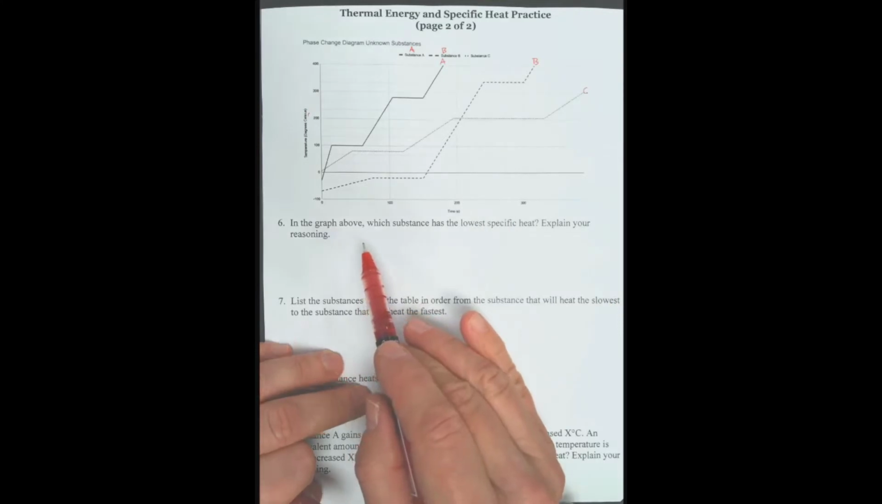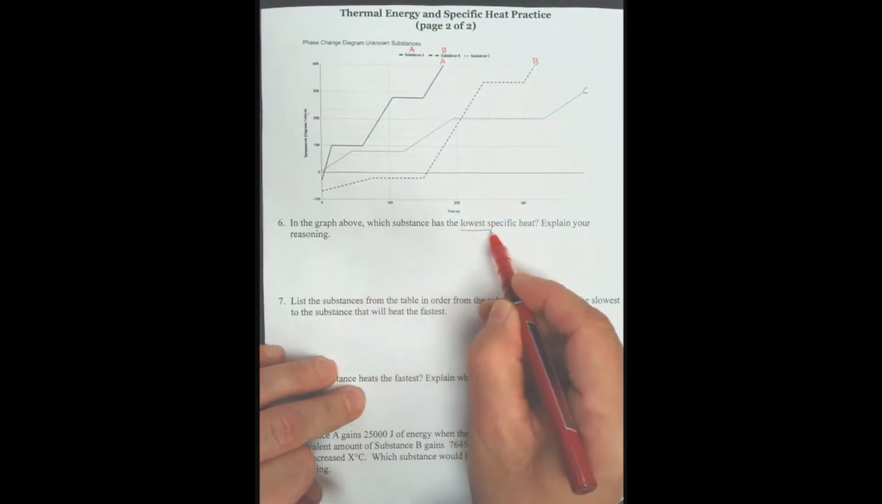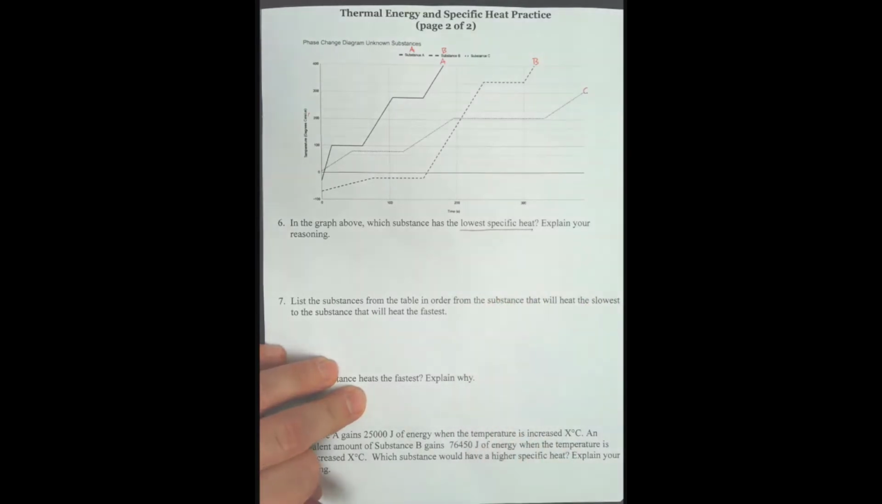So let's start with question 6. It says, in the graph above, which substance has the lowest specific heat? Explain your reasoning. Well, if you remember, when we were talking about specific heat, I'm going to write some notes around this sheet. What we know about specific heat is its definition. Specific heat is the amount of energy it takes to raise 1 gram of a substance 1 degree Celsius. And the lower the number, the easier it is, or the least amount of energy.